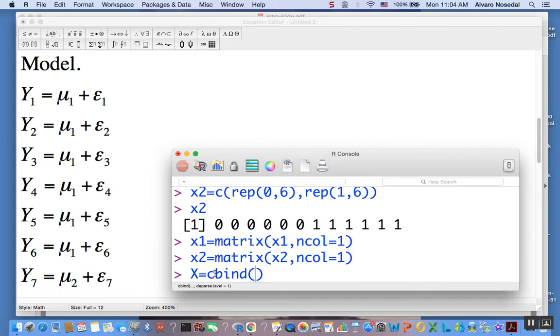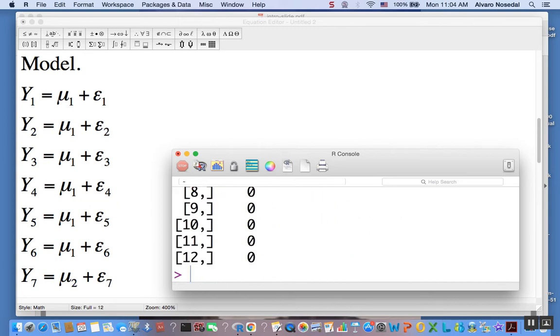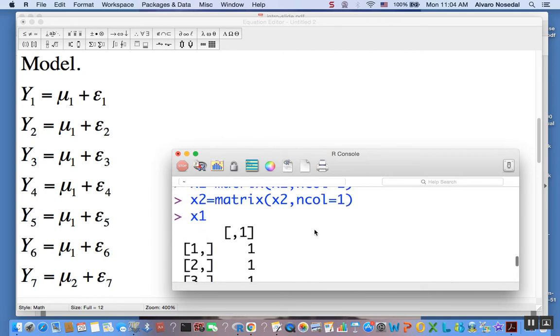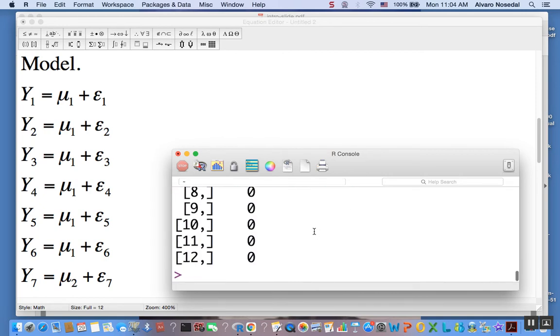as columns, okay? Because let me show you what these guys look like. X1, right? It's a column vector, which is exactly what we want, but we want to paste these guys as columns to create our design matrix. With cbind, I get to do that. Hey, paste those guys, but as columns, okay?